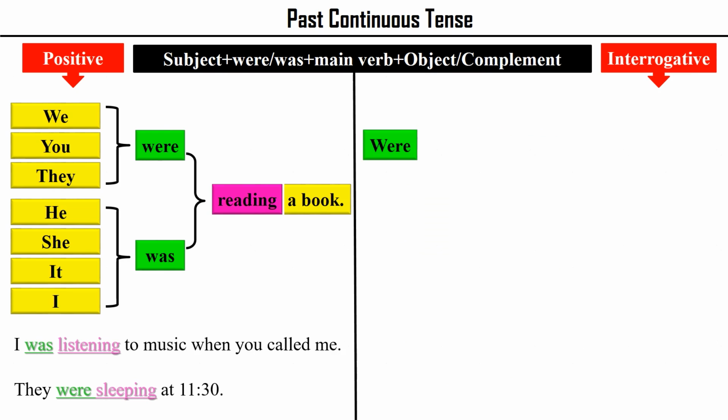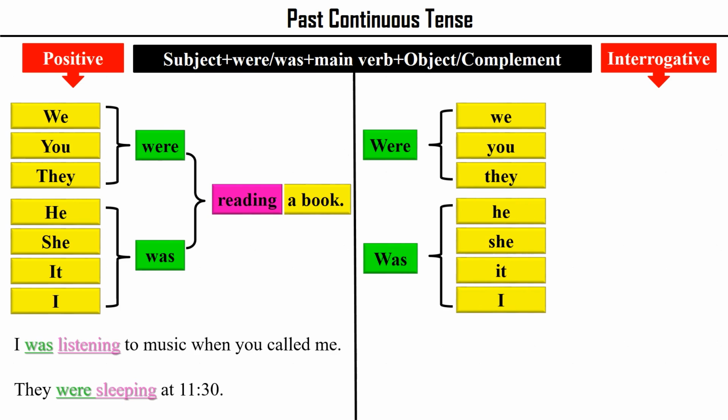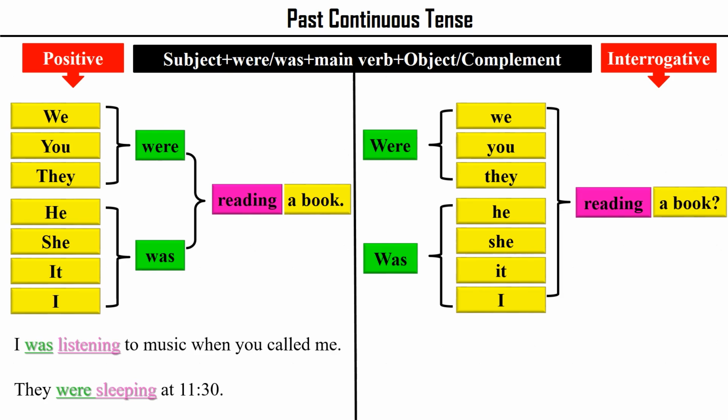Interrogative. For example, verb plus subjects we, you, they, was plus subject he, she, it, and I, plus the ing form of the verb plus object. Were we reading a book? Were you reading a book? Were they reading a book? Was he reading a book? Was she reading a book? Was it reading a book? Was I reading a book?